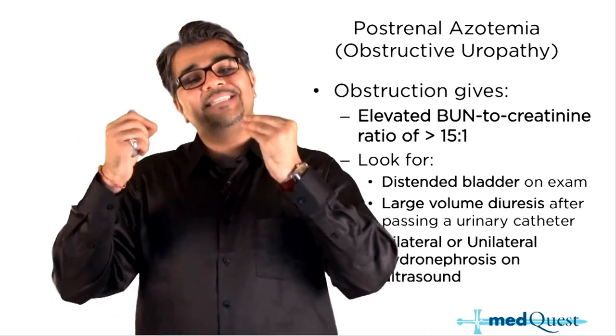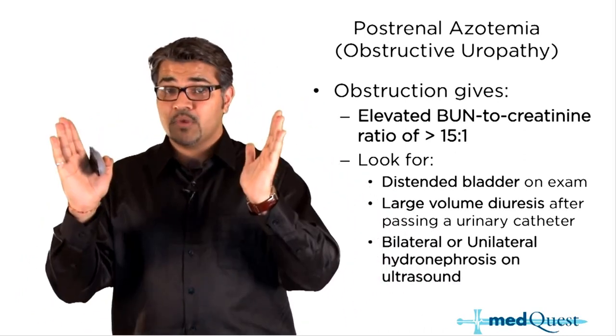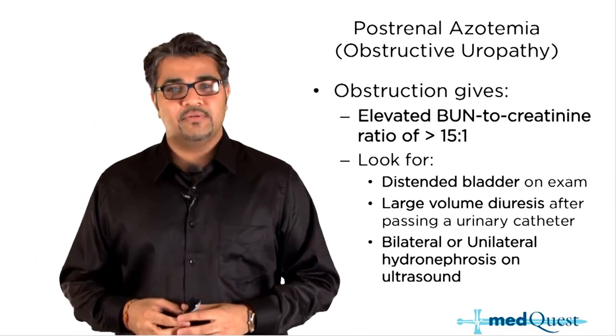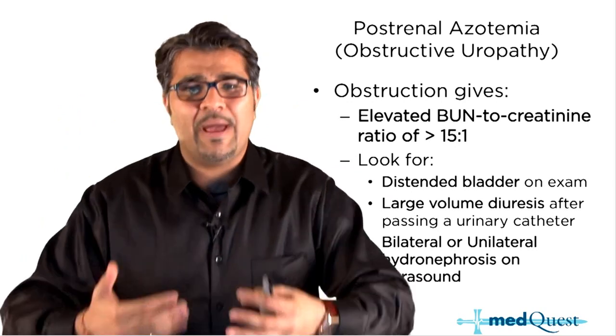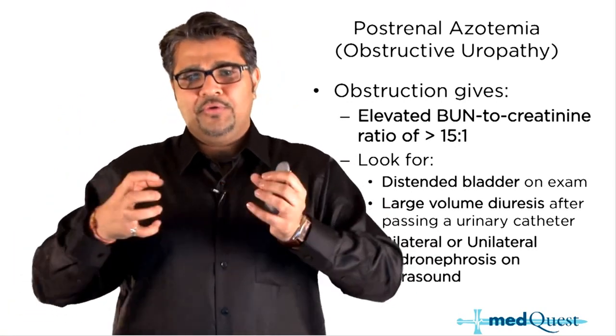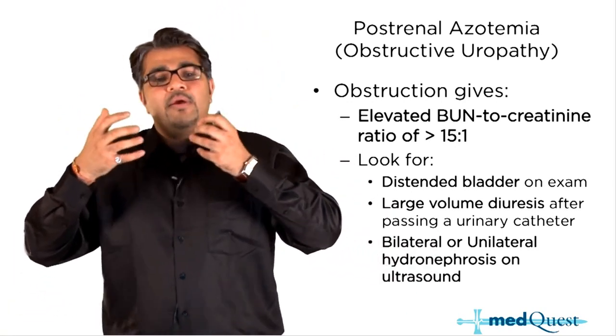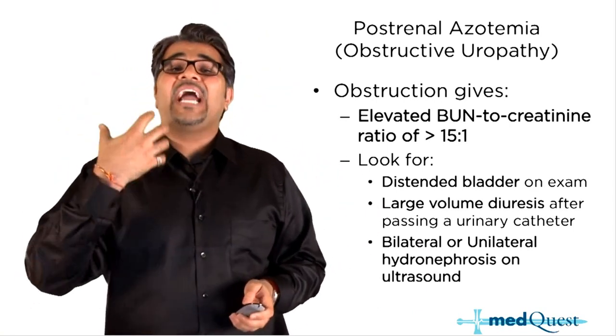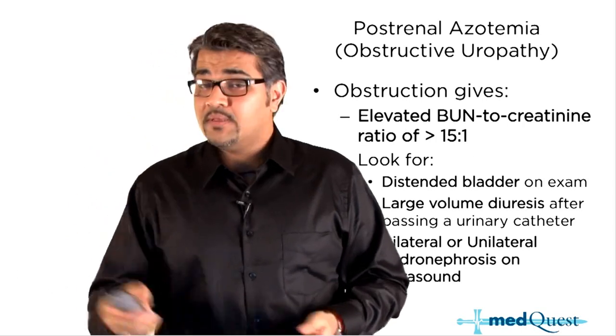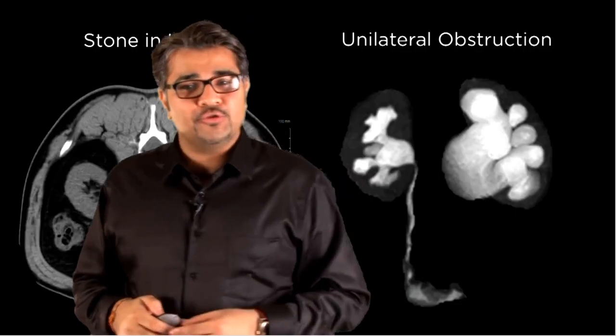And you might even see on ultrasound bilateral or unilateral hydronephrosis. And that's basically because the urine, from wherever point of obstruction there is, backs up. It goes into the ureters, which distend, it goes up to the calyceal collecting system, and they start to distend, and you start to see hydronephrosis. So, what does hydronephrosis look like?